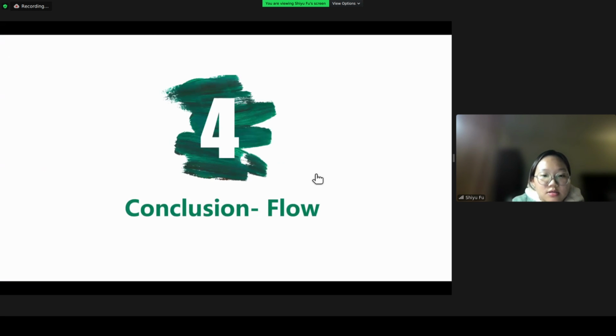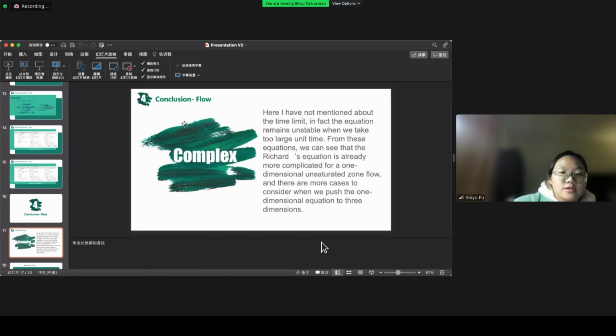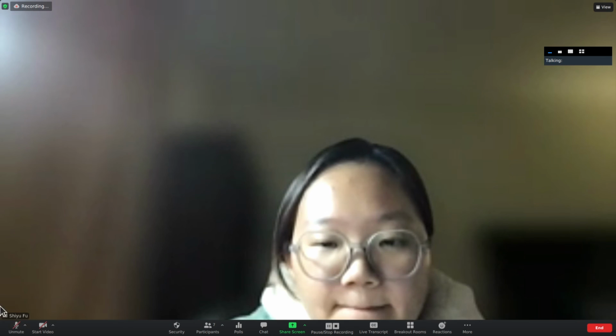And in the conclusion of the flow, here I have not mentioned the time limit. In fact, the equation remains unstable when we take too large a unit time. For this equation, we can see that the Richards equation is already complicated for 1D unsaturated zone flow, and there are more cases to consider when we push the 1D equation to 3D. I finish my part, the rest will be finished by my partner.